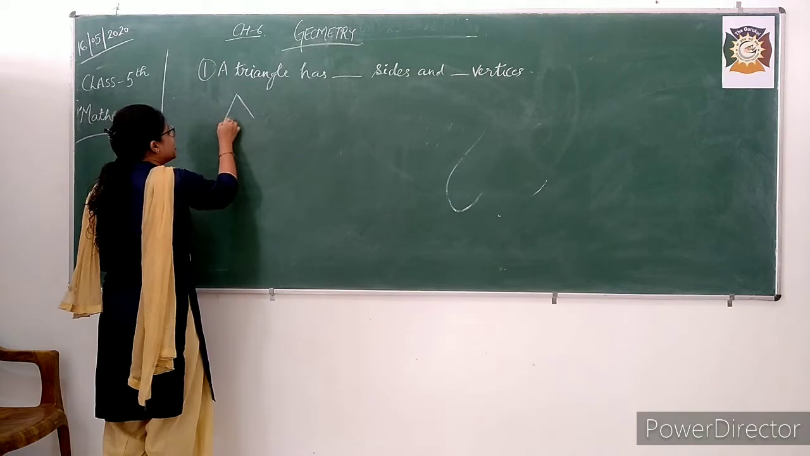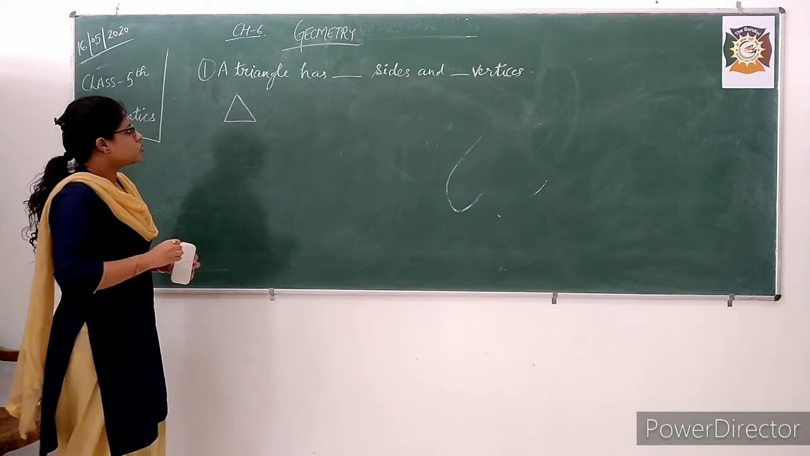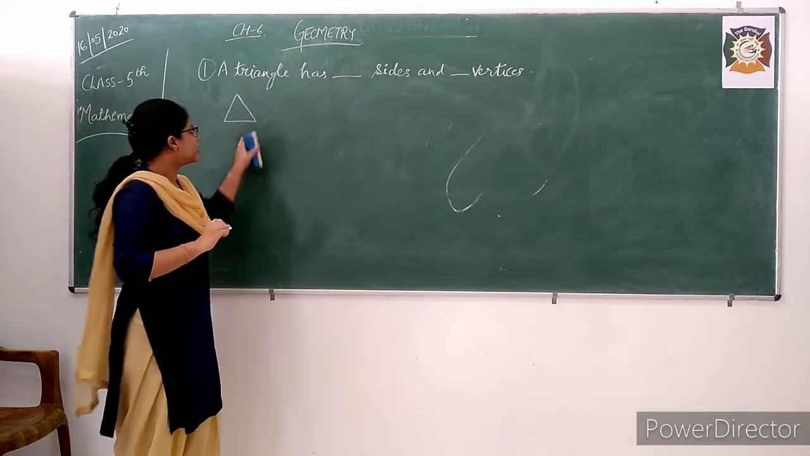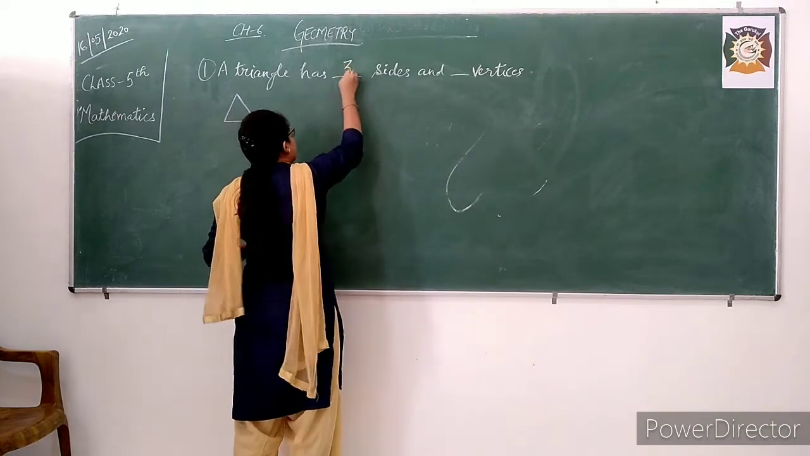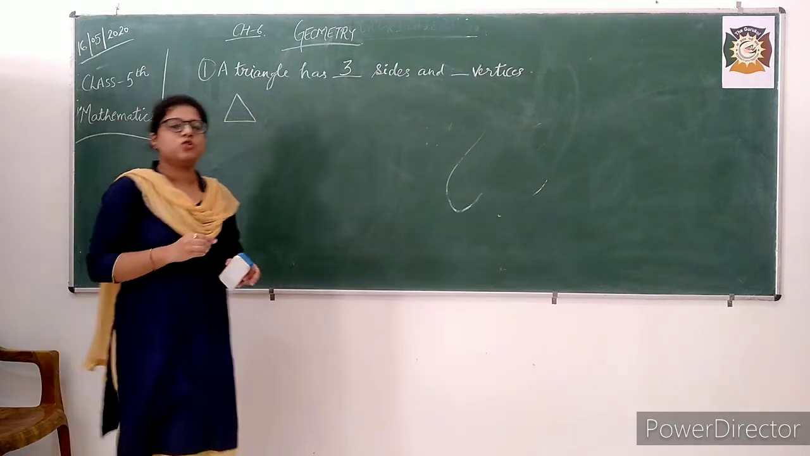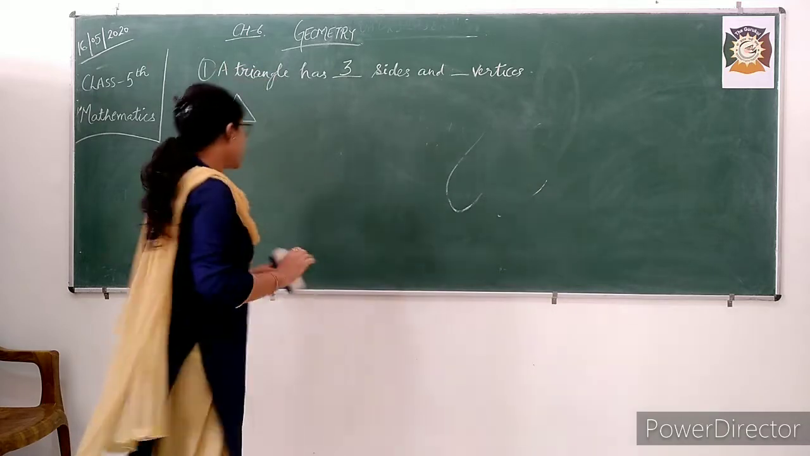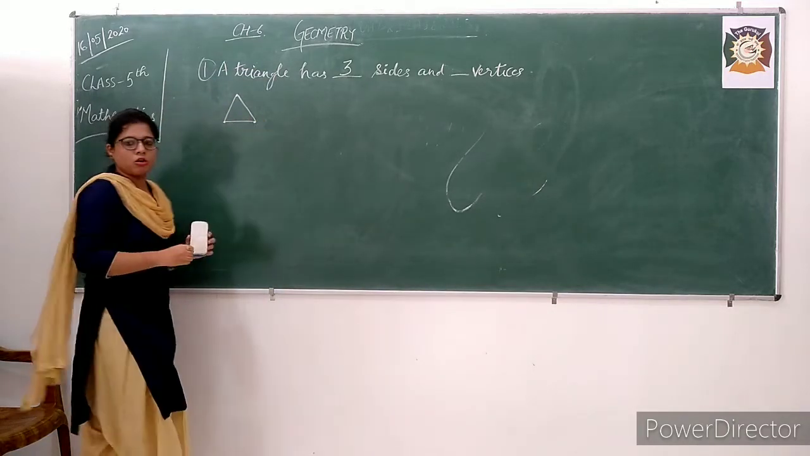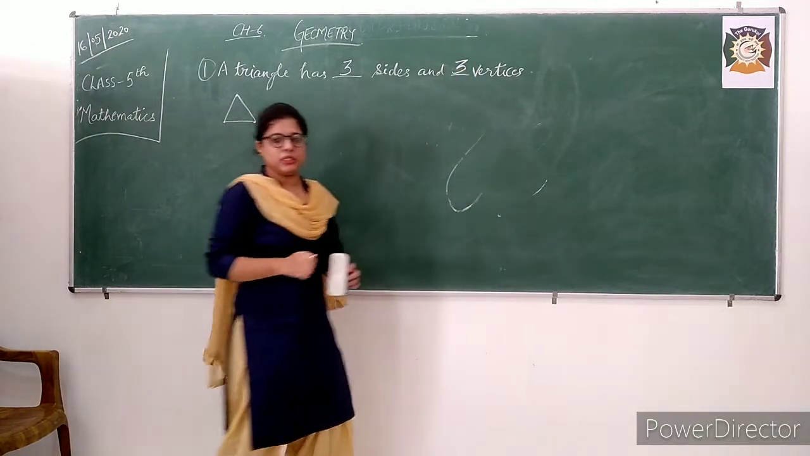A triangle is like this. It has three sides. Okay? So the three-sided figure is known as the triangle, and a triangle has how many sides? It has three sides. And how many vertices? Vertices are basically the corners of a figure. So you see there are 1, 2, 3 corners, or you can say 3 vertices. Third will come here, it will come 3.